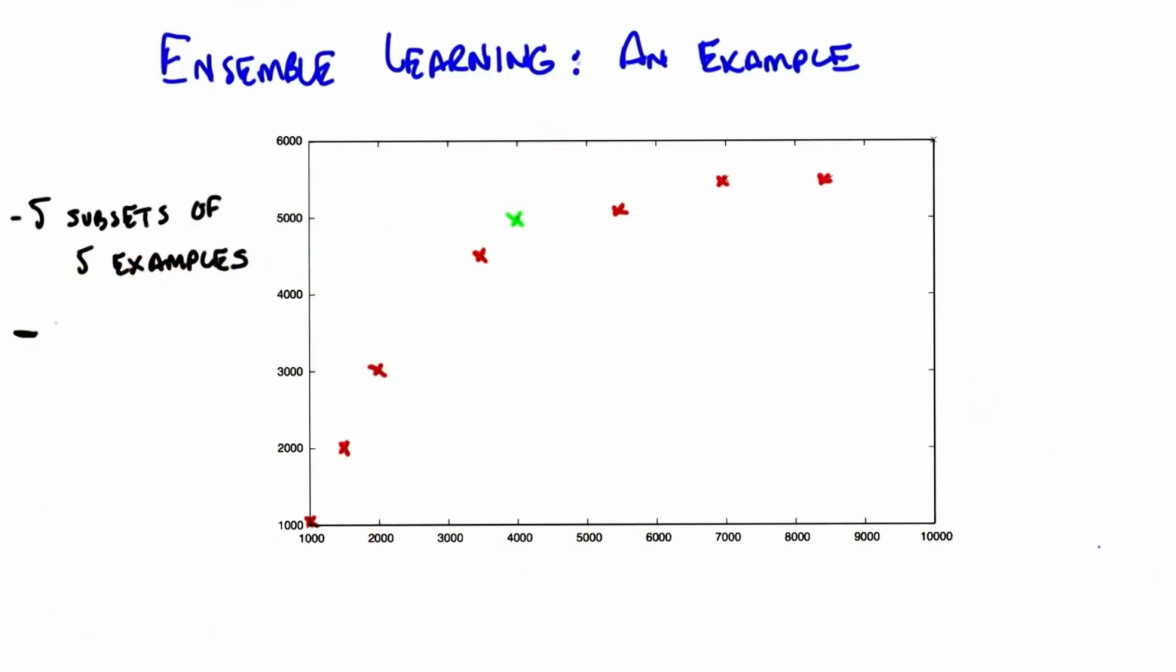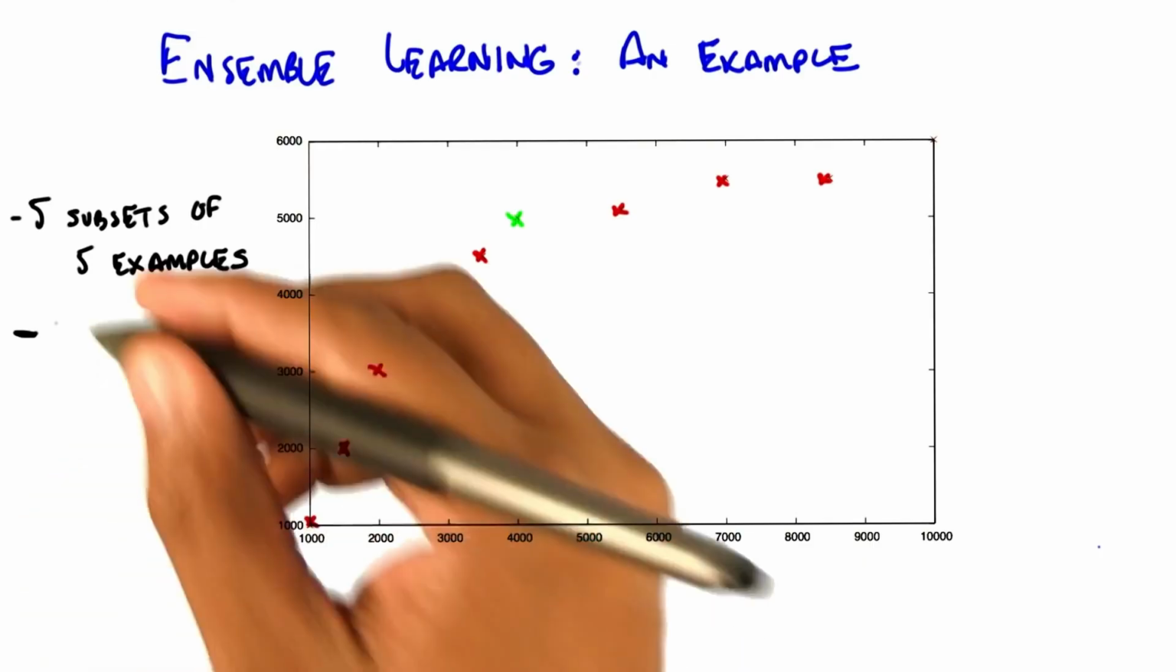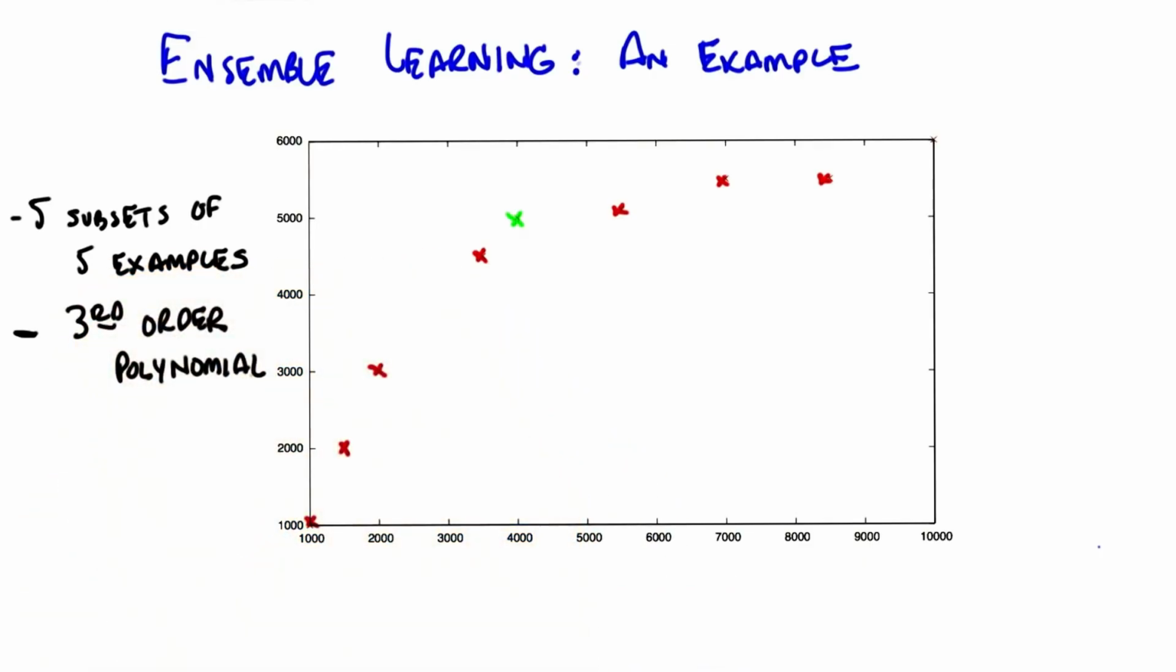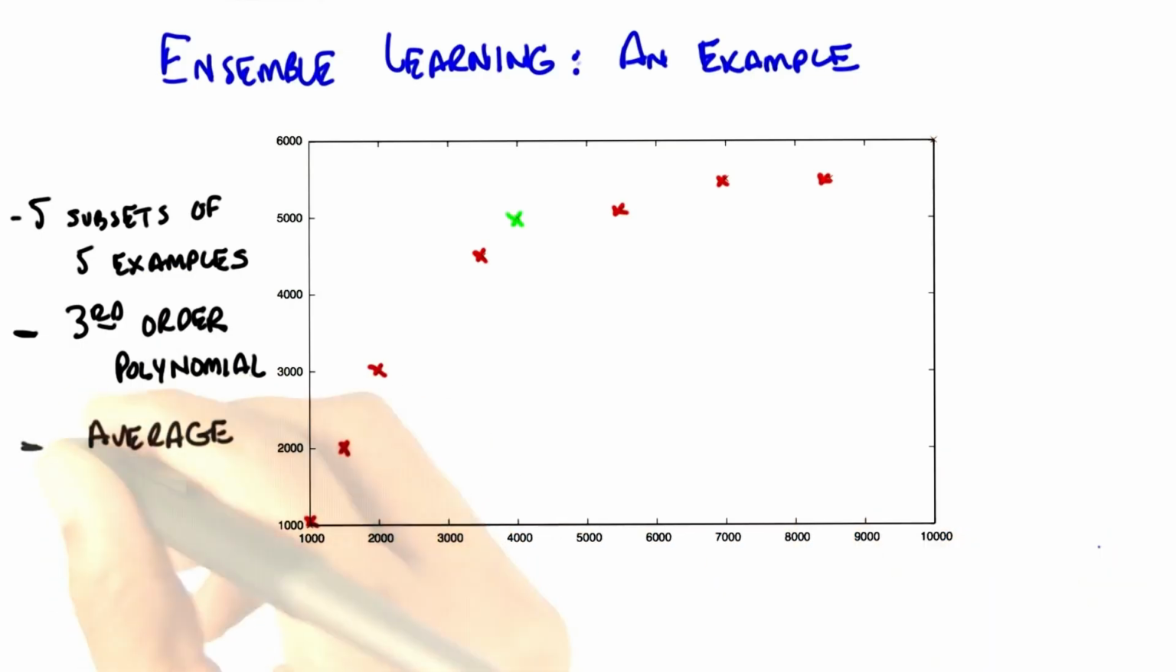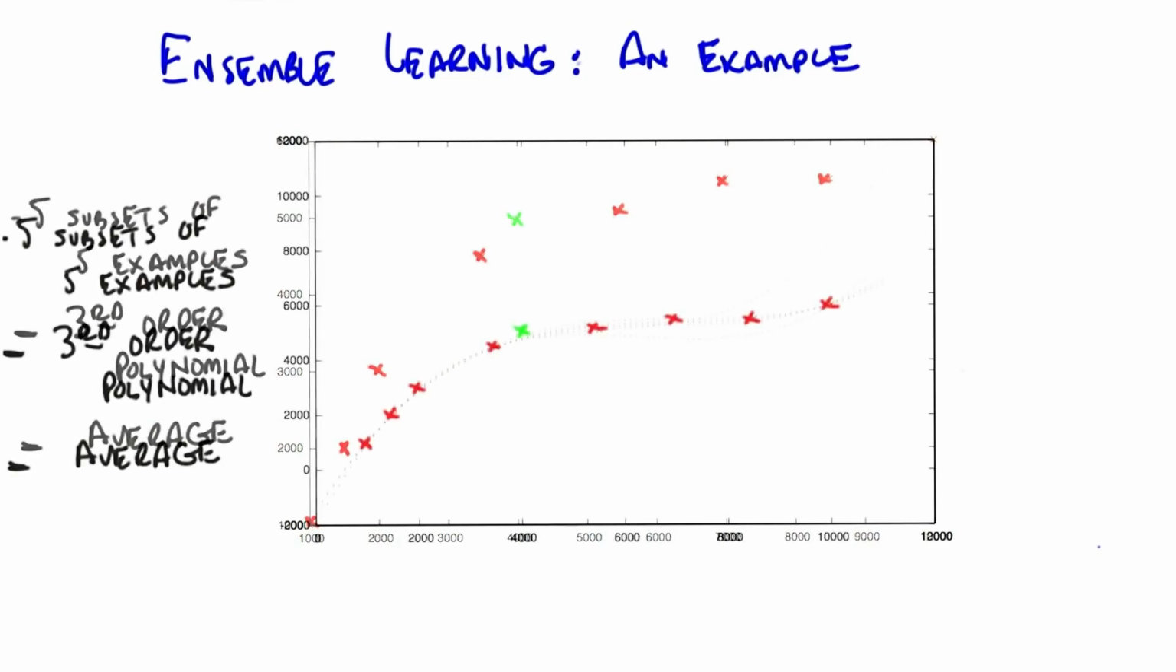And then I'm going to learn a third order polynomial. I'm going to take those third order polynomials, just learn on that subset, and then combine them by averaging. You want to see what we get? Oh, yeah, sure. So here's what you get, Michael.